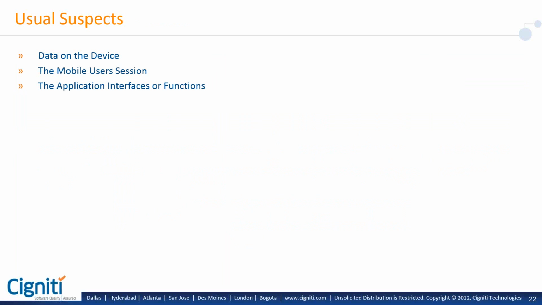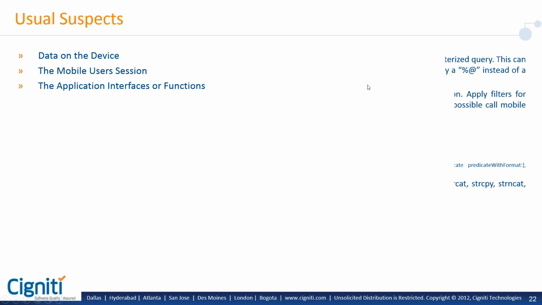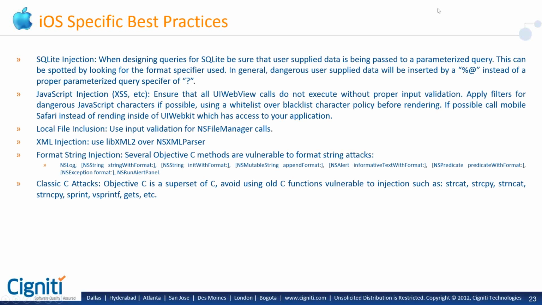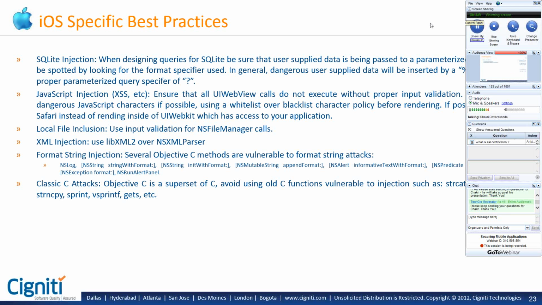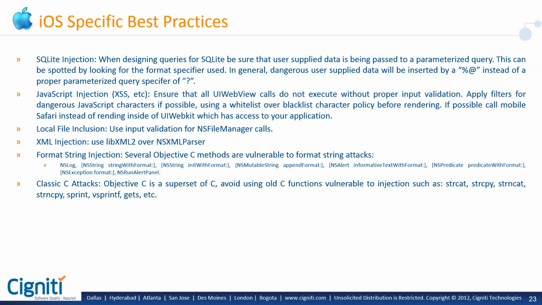The usual suspects are the data on your device, the mobile user session, and the interfaces or functions of that particular application. For iOS-specific stuff, as I said, SQLite injection should be taken care of. All queries have to be parameterized and whitelisting has to be done. No special characters should be allowed on a login form, so that we have specific authority in negating those.